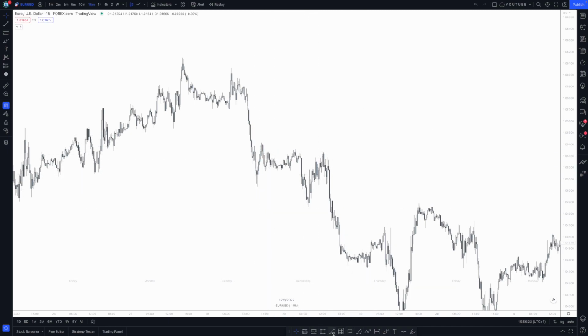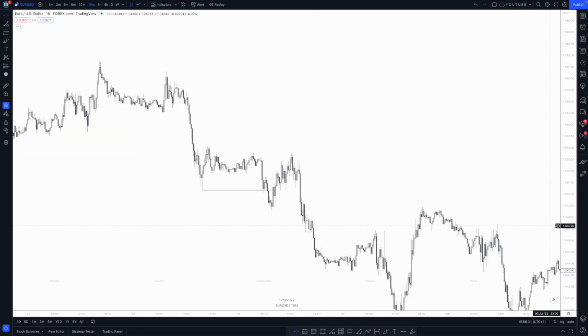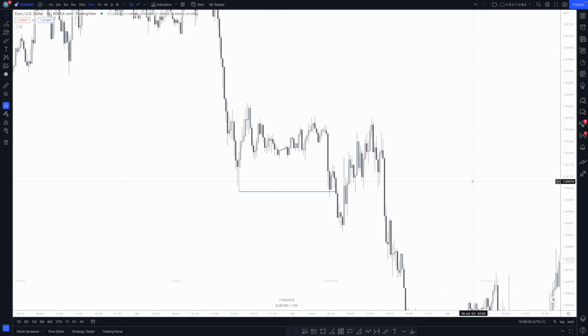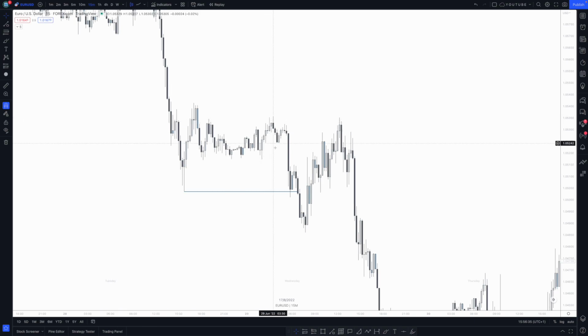As you can see, where do we get a break of structure? We get a break to the downside, and we get a break over here. So this is actually a good example of the wick break. If I just zoom in for a second here, we've come down, we've had a break with a wick, we've then retraced a little bit, and then we've had a true break of structure with a candle body right here.